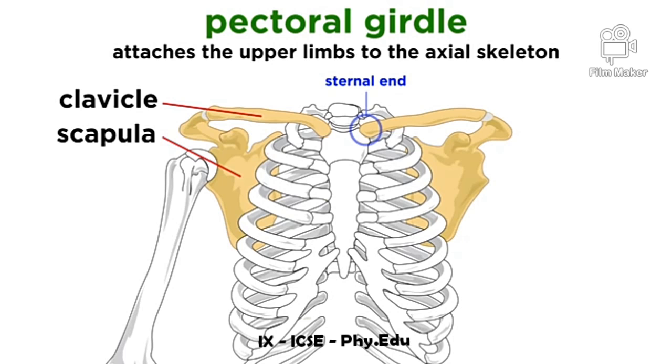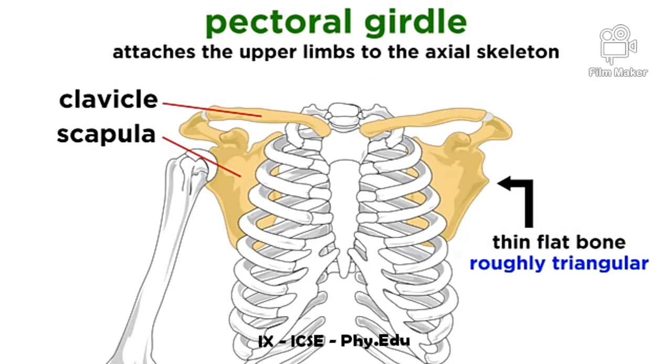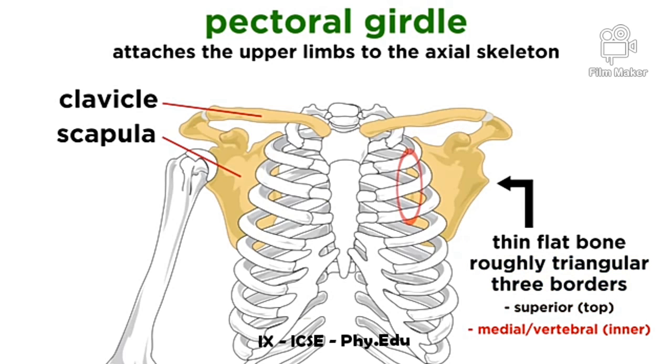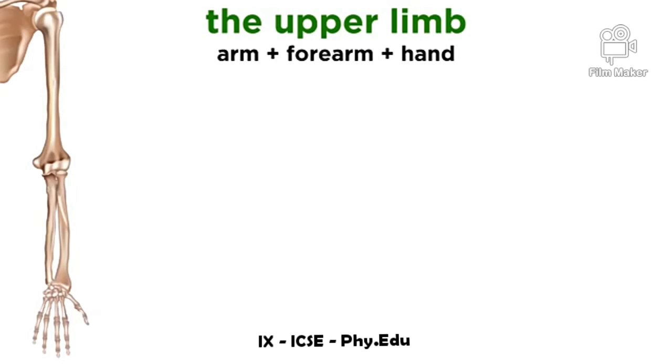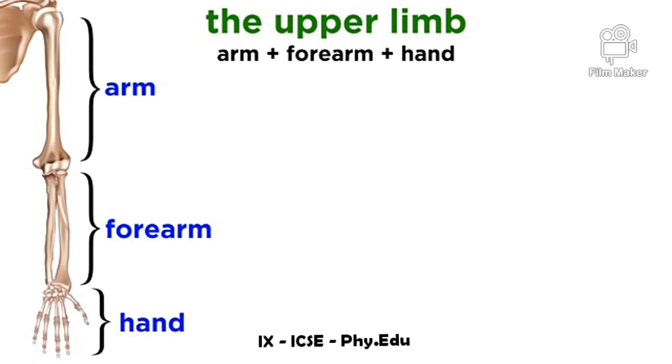The clavicle has a sternal end where it attaches to the manubrium and an acromial end, which joins the scapula. The scapula is a thin, flat bone, roughly triangular, and it has 3 borders: the superior, the medial or vertebral, and the lateral or axillary. From here we move on to the upper limb. This consists of the arm, forearm, and hand.